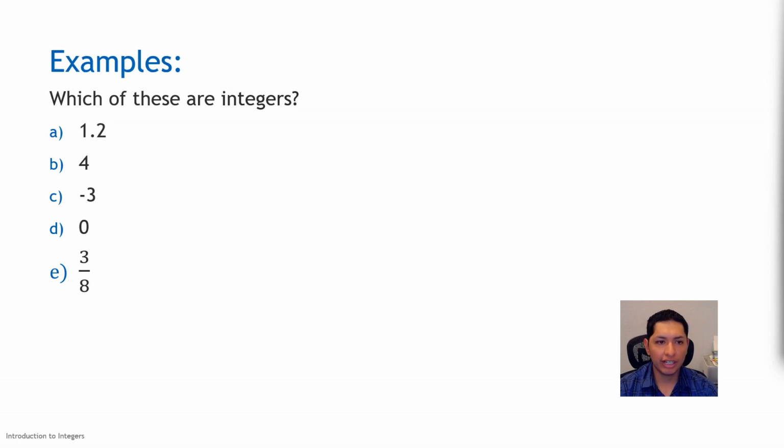And finally, E, 3/8 is a fraction, and fractions represent values that are less than 1, or in other words, values that are not a whole. They are a part of something. Therefore, E is not an integer because integers are only whole numbers. So by those definitions and those explanations, I hope you got that B, C, and D are integers here.